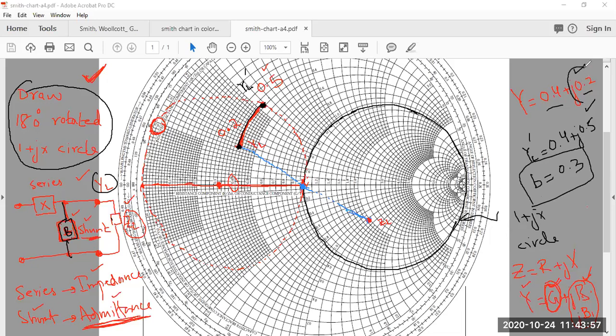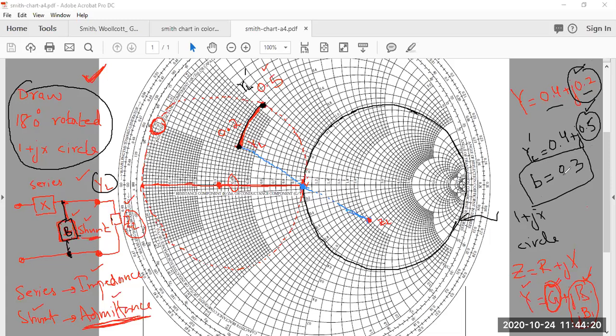because 0.2 has become 0.5. So how much have I added? I have added 0.3. It means the element which I will connect over here has to provide this much susceptance. Then this point will move to this point. Using this method, we have found the value of B.